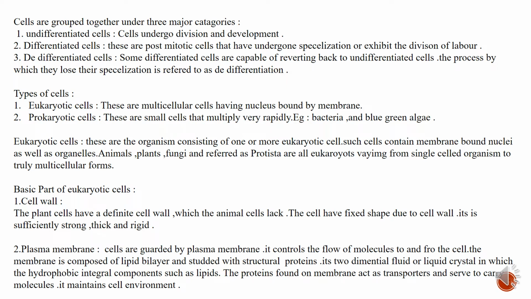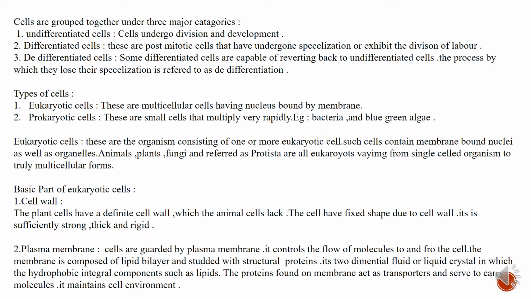Basic parts of a eukaryotic cell. Eukaryotic cells have a cell wall. The plant cells have a definite cell wall, and the cell has a fixed shape due to the cell wall. It is sufficiently strong, thick, and rigid.